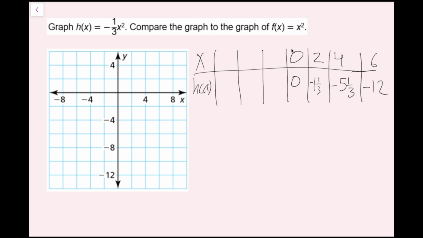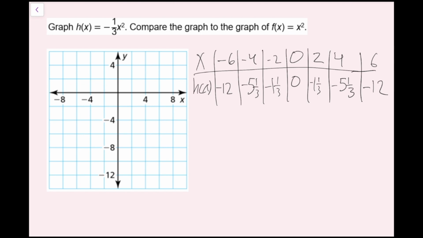because remember, this axis of symmetry tells me that the output for 2, since 2 is the same distance away from 0 as negative 2, will be the same as negative 2. So this will be negative 1/3, 1 and 1/3, I should say. This will be negative 5/3, 5 and 1/3, I should say, then negative 12. So negative 2, negative 4, and negative 6.